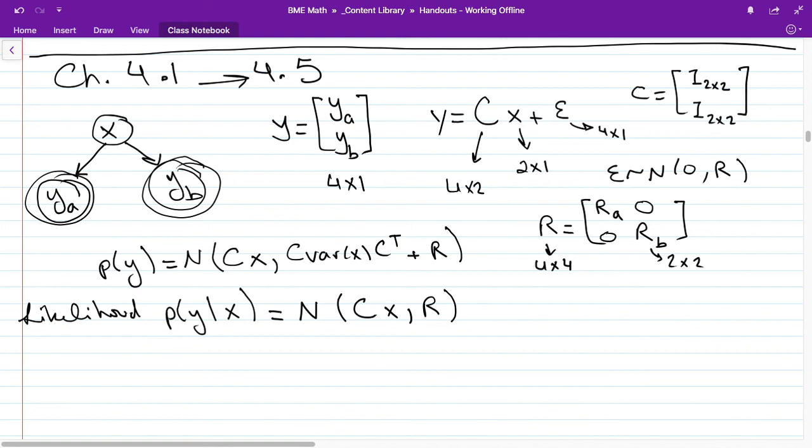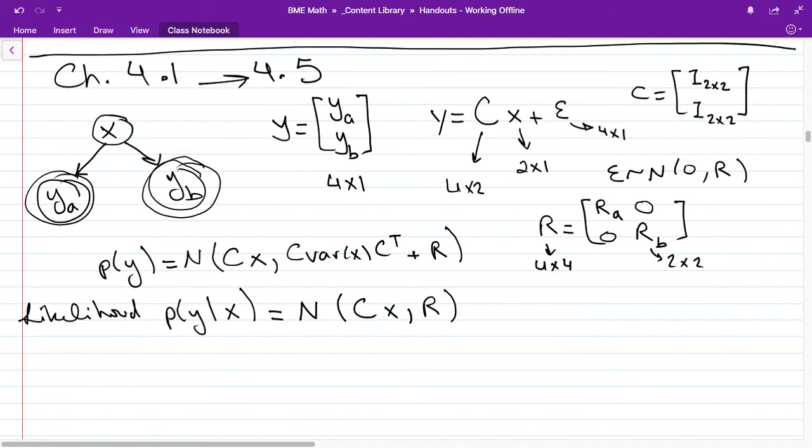Let me stop for a second, see if you understood that. So what I wrote is the distribution of Y and the distribution of Y given X. The conditional distribution has the same mean as this, but its variance is based on this condition, which means that X is no longer a random variable. If X is not a random variable, X has no variance, which means the only variance is epsilon, which is R. So this is my likelihood.